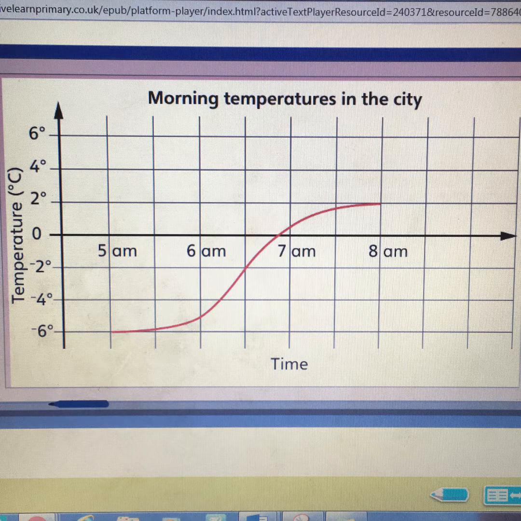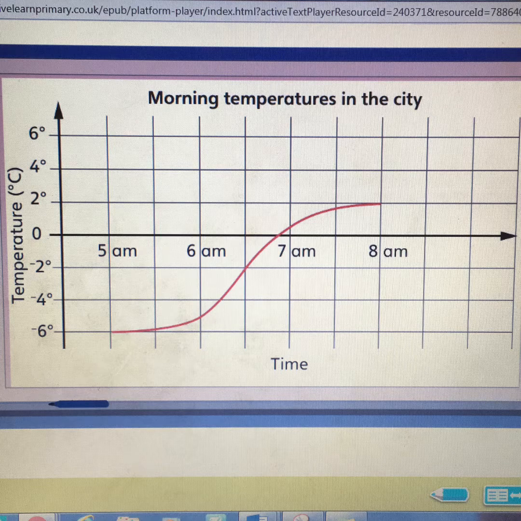Let's have a look at the line. Let's have a look at the data. So I can see that it was very cold at 5 o'clock, and then I can see the temperature has increased throughout the morning. And I can see that because my line is going in a diagonal up towards that top right-hand corner, or it's kind of a bit of a curve. So it started at -6 at 5 o'clock, and then it's going up to 2 degrees at 8 o'clock.